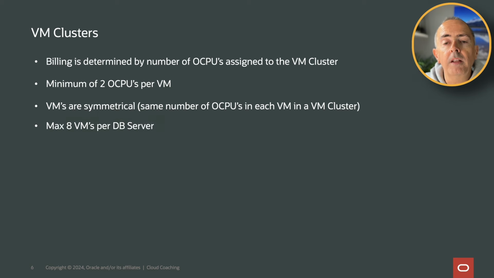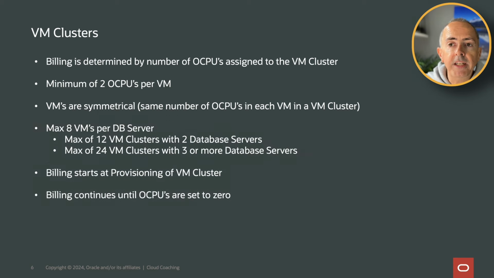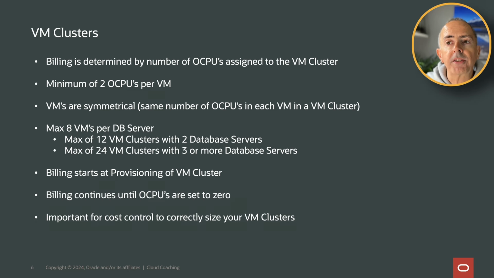Now, we support up to 8 VMs per physical database server, and that allows a maximum of 12 VM clusters with 2 database servers and a maximum of 24 VM clusters with 3 or more database servers. But bear in mind, to reach those numbers, you'll need to have a number of single node clusters.